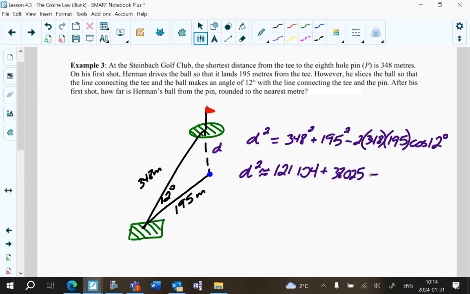Now this one, put it on your calculator and round it to one decimal place. 2 times 348 times 195 times cos 12 degrees is 132,754.2.